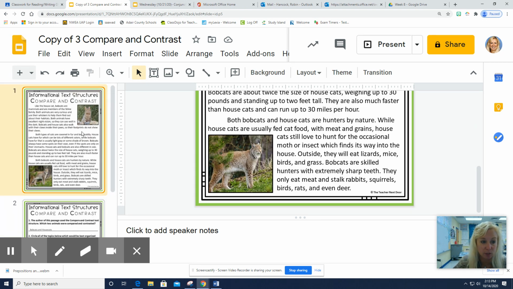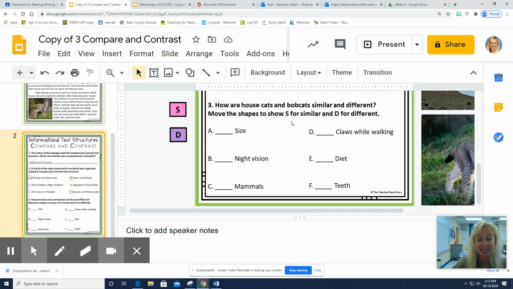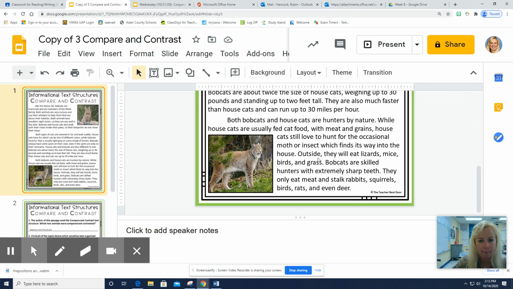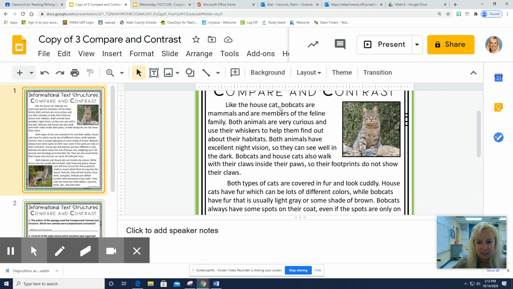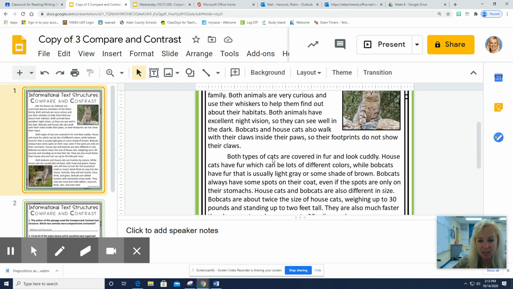Well, I'm going to go back and I'm going to look. I always go back to the text and reread. So size. Let's see, it says, like a house cat, bobcats are mammals and members of the feline family. Both animals are very curious, use their whiskers to help them find out about their habitats. Both animals have excellent night vision, so they can see well in the dark. Bobcats and house cats also walk with their claws inside their paws, so their footprints do not show their claws. Both types of cats are covered in fur and look cuddly.